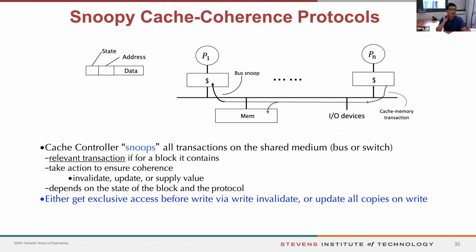Snooping, or Snoopy-based cache coherence protocol, means everybody is snooping, detecting on the common data bus, like a switch. If a relevant transaction is happening right now, then we're going to take actions to either invalidate, update, or supply the values. It depends upon the state of the block and the protocol, right?